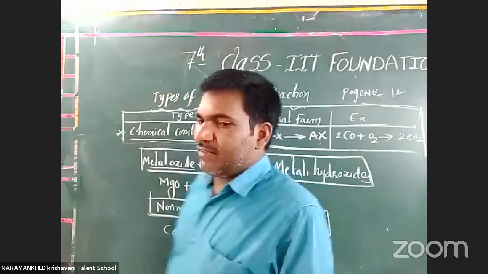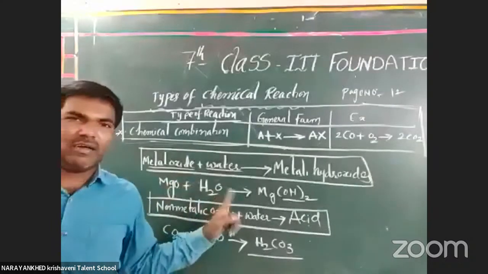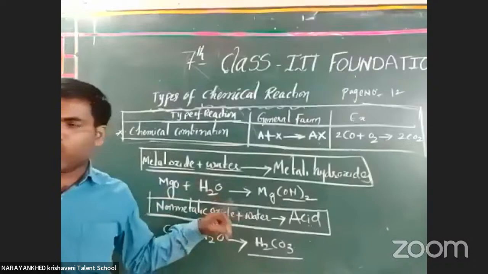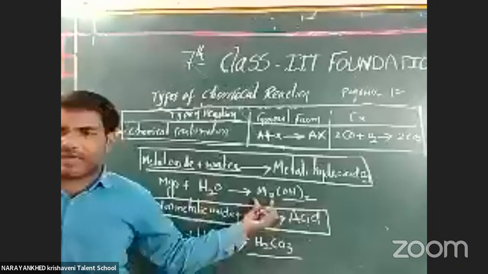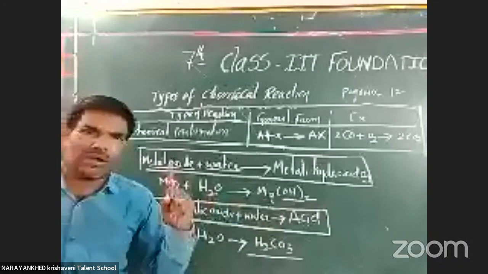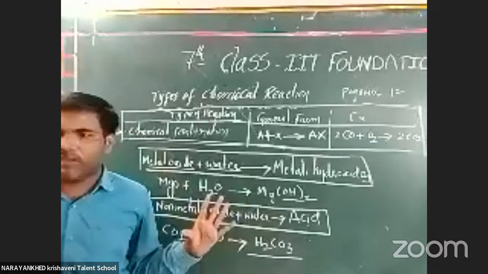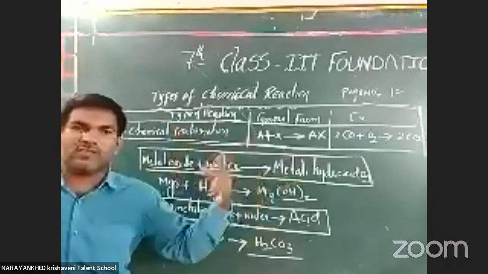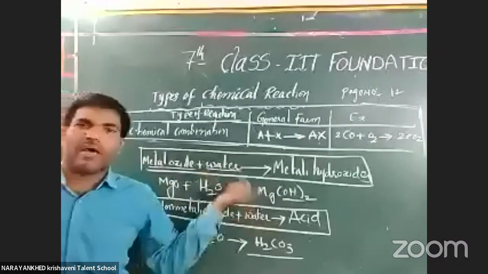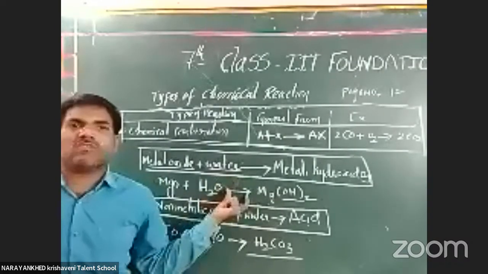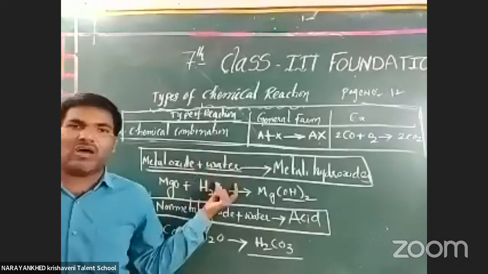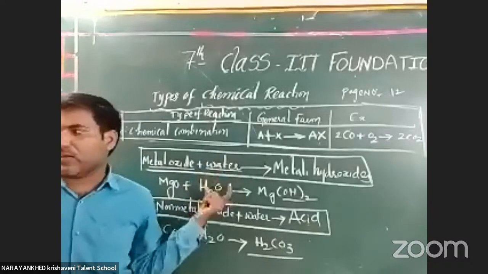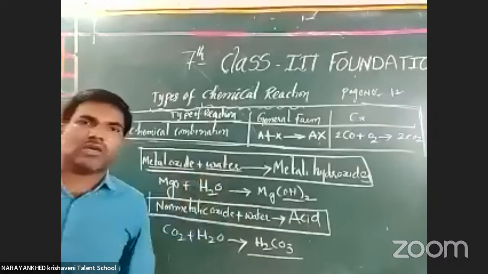What did you understand in every reaction, what happened? The two substances on the reactant side formed one substance only. Understand all of you? One substance reacts with another, and they form one substance. This is the fundamental of chemical combination. When more than one substance reacts with another and they form one substance, that reaction is called a chemical combination reaction. That chemical change is called a chemical combination reaction. Got it or not? This is only about chemical combination.